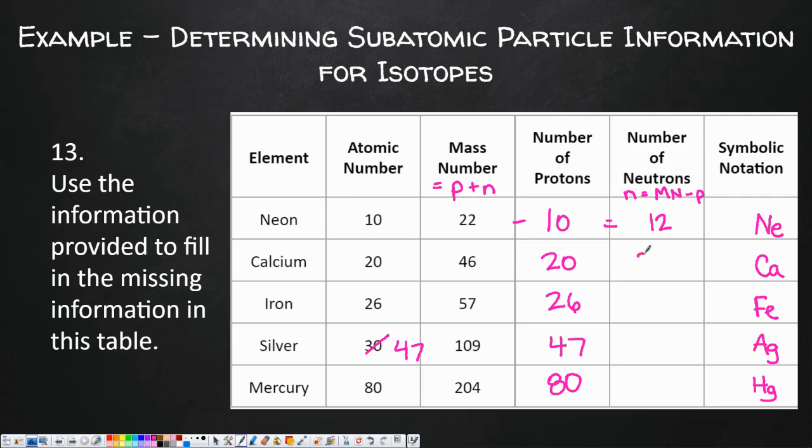Fantastic. So then we should have 26, 31, 62. You guys want to double check my subtraction? Good? Fantastic. So then, symbolic notation. Most people do a pretty good job of remembering that the atomic number needs to go on the bottom left. So I'm just going to take my atomic number for all of these. I just went to the periodic table, borrowed the symbol, and went ahead and wrote that down. So the atomic number is always going to go on the bottom left.